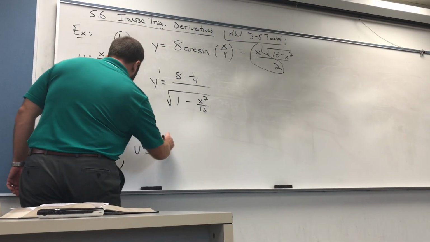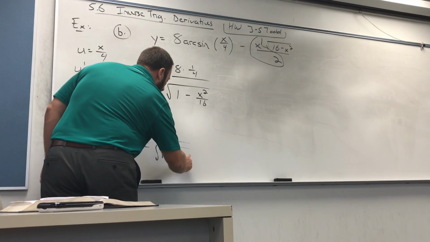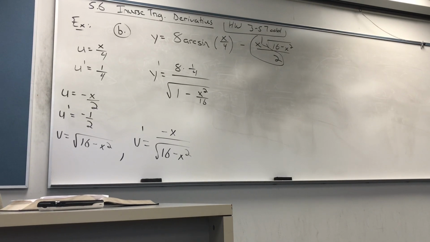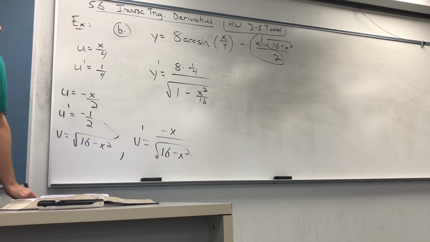V prime is going to be negative x over the square root of 16 minus x squared. Cool. All right, let's put them together and see what we get. So u prime v, these two guys times each other.